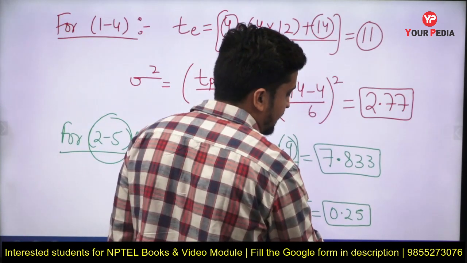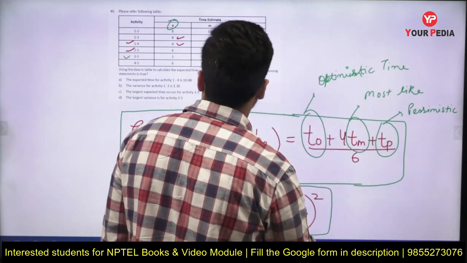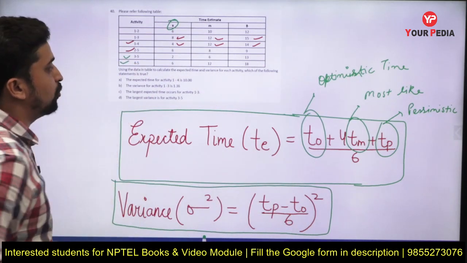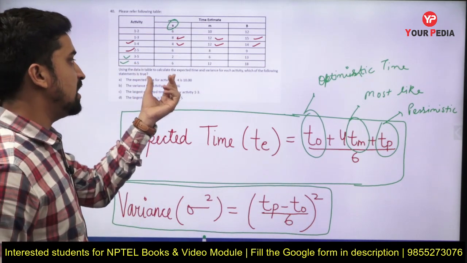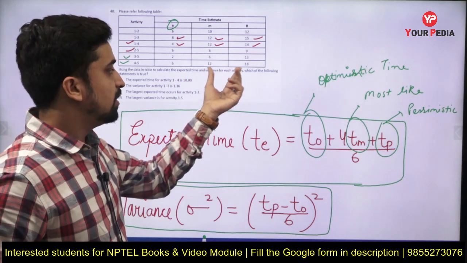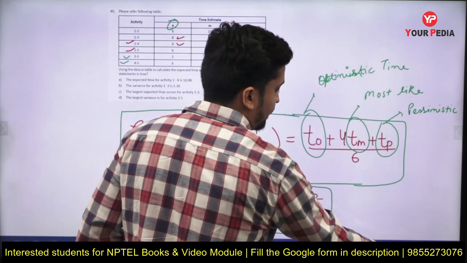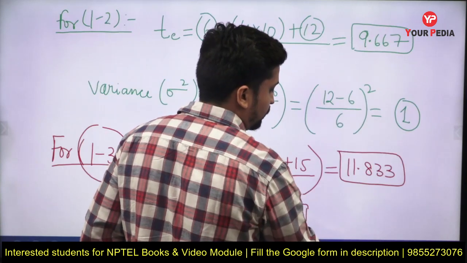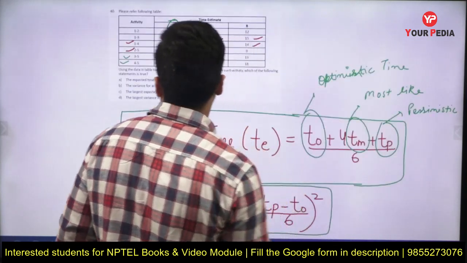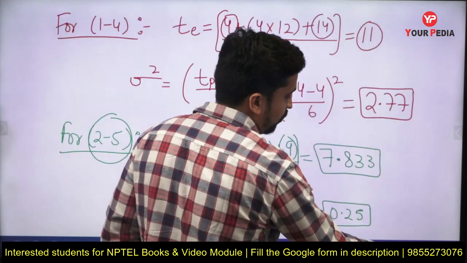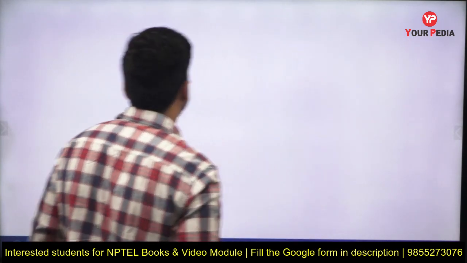Only one activity is left, which is activity 4 to 5, and for activity 4 to 5 we have TO as 6, TP is 18 and TM is 12, right? So now let's come on to this activity. This was activity 4 to 5. So now we are calculating for activity 4 to 5.